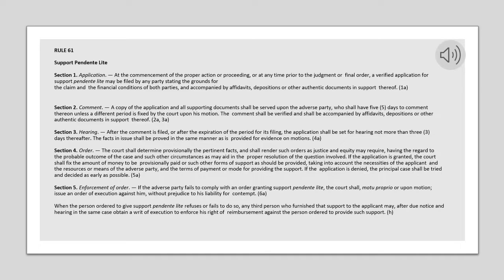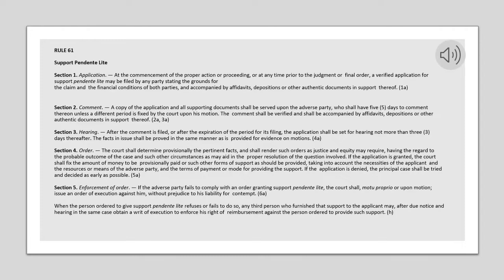2a, 3a. Section 3. Hearing. After the comment is filed, or after the expiration of the period for its filing, the application shall be set for hearing not more than 3 days thereafter. The facts in issue shall be proved in the same manner as is provided for evidence on motions.